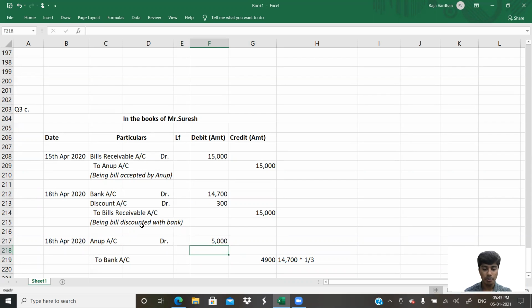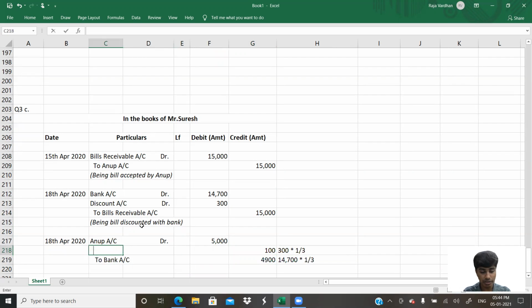You'll ask me why? Because this 4,900 comes at a cost. How much is the cost? 300 rupees is the charges for 14,700. 300 is Suresh's expense. But it will be completely Suresh's expense only when he gets to use the entire 14,700. Out of this 14,700, he is giving away 4,900 to Anup. So that is 1/3 of the money received. So 1/3 of this expense also should be borne by him. So I will write 300 into 1 divided by 3. How much is it? 100 rupees is the expense to be shared.